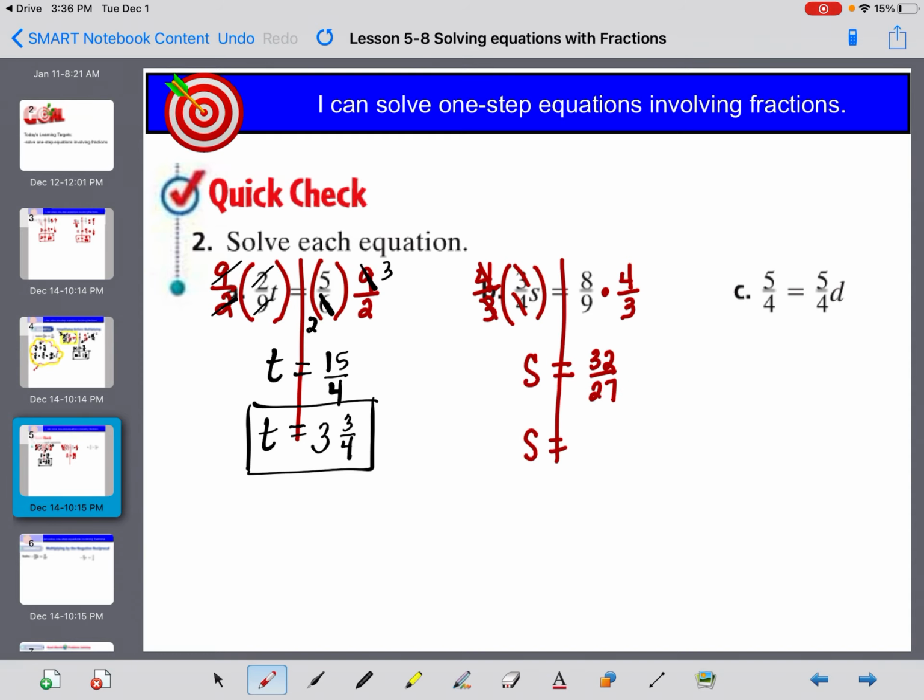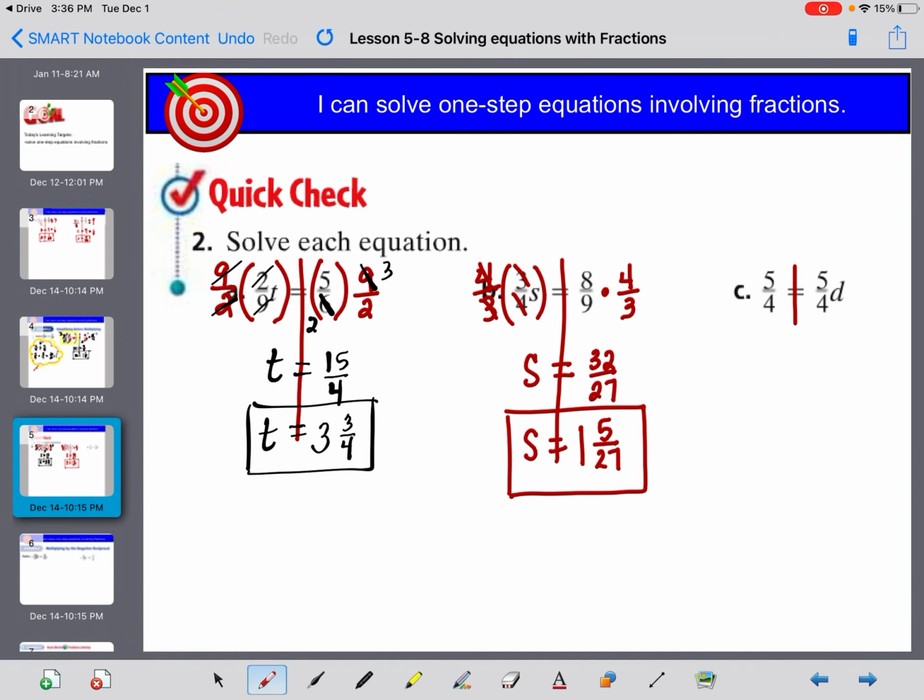32/27. 27 goes into 32 once, with 5 units remaining. So you end up with 1 and 5/27.